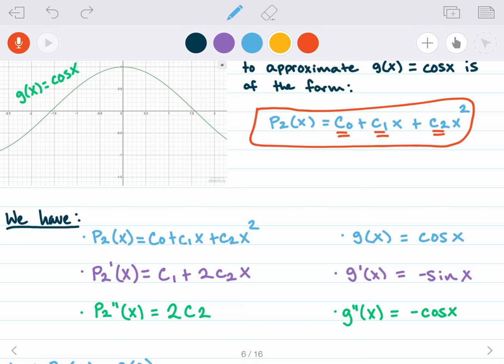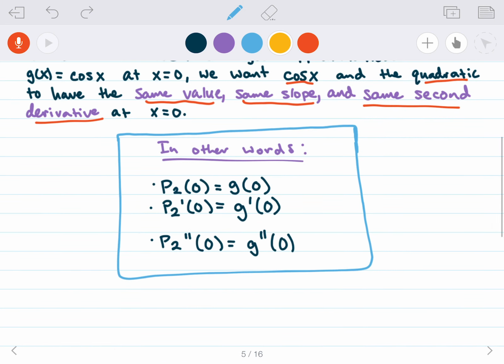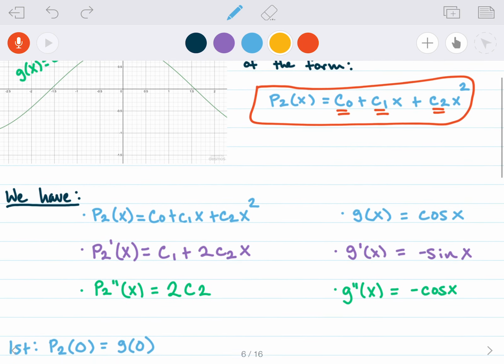Okay, now considering the actual function, not the approximation, we have g of x equals cosine of x. Take the derivative of that and we get negative sine of x. Take the second derivative of that and we get negative cosine of x. So now we have everything we need to satisfy these three conditions right here. And that's what we're going to do right now.